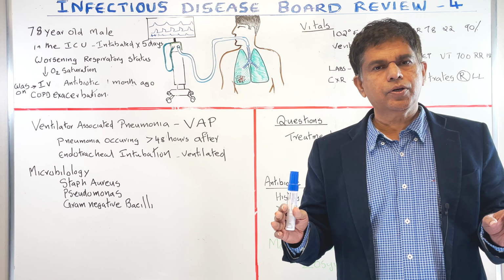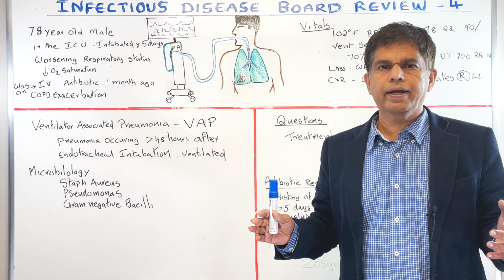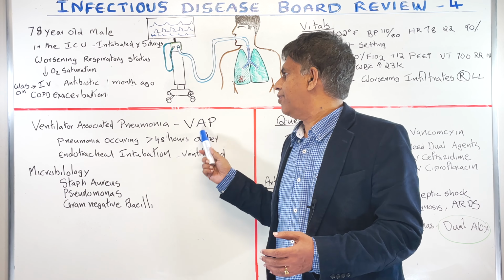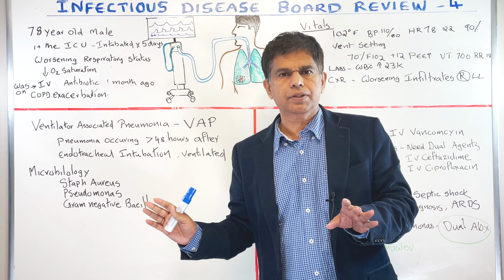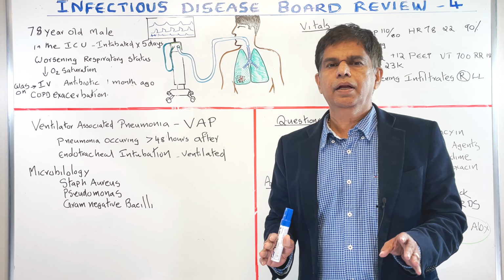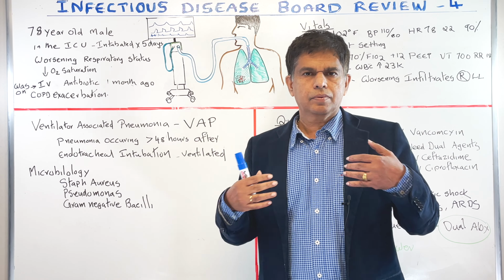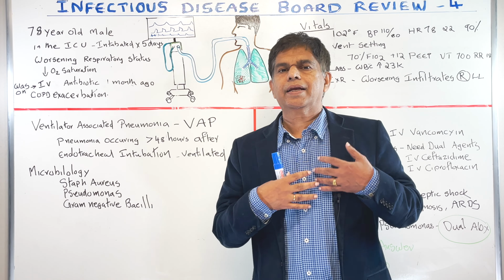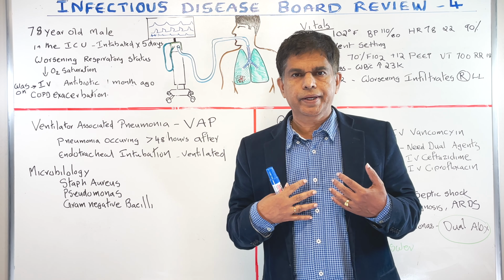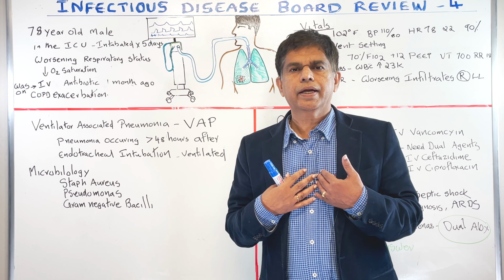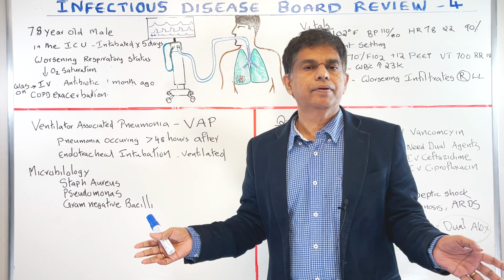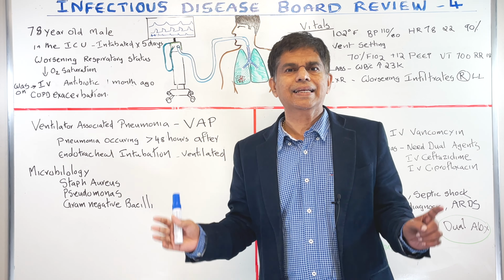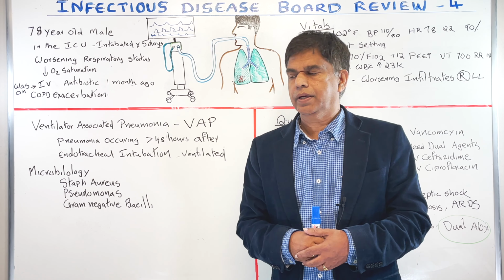Before we go on, let's look at the definition. How do you define it? Ventilator-associated pneumonia is defined as pneumonia occurring 48 hours after intubation. So the patient is completely normal: you have a normal chest X-ray before, no pneumonia, go to the ICU, get intubated. 48 hours later, you take a chest X-ray and find out you have pneumonia. So that is ventilator-associated pneumonia.